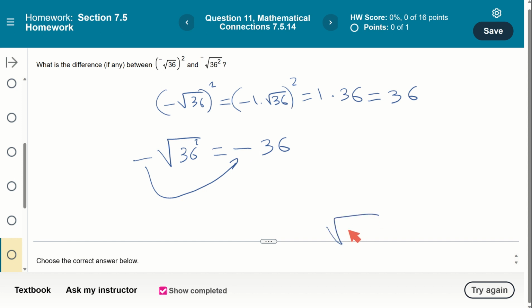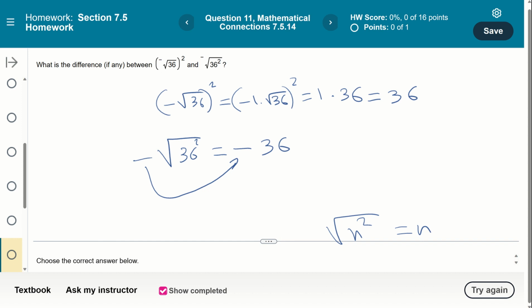Remember, the square root of any number squared is the number itself, as long as we're dealing with a non-negative number n, right? So here you can see the results are different. One ends up being positive, the other ends up being negative. Be careful with those differences.